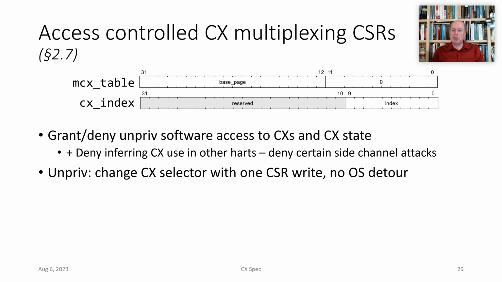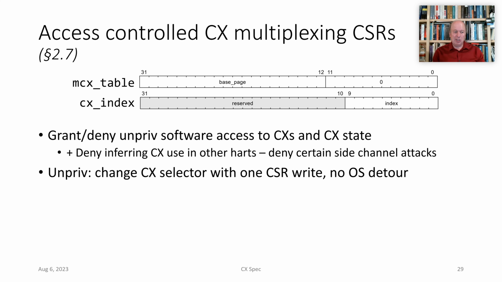The spec proposes two additional CSRs, MCX table and CX index, that allow privileged operating system code to grant or deny unprivileged software access to composable extensions and their state. They also obscure other harts' extension usage, which denies certain side channel attacks. The purpose of these CSRs is to allow unprivileged software to change OS-managed CX selectors with one CSR write, with no OS detour.